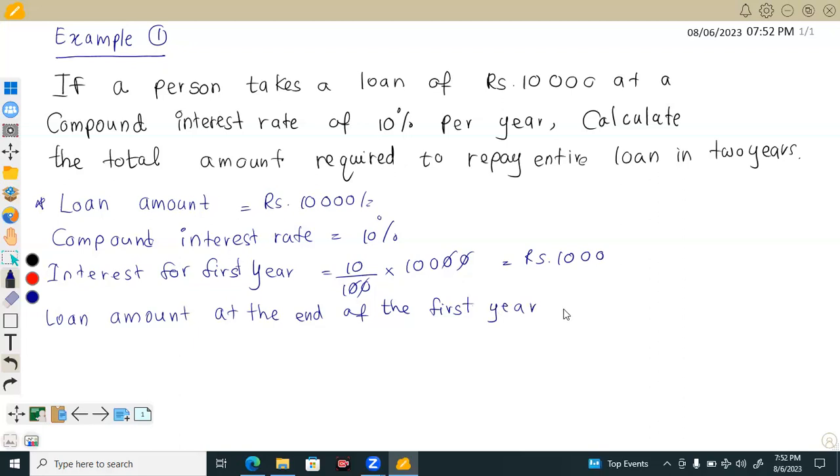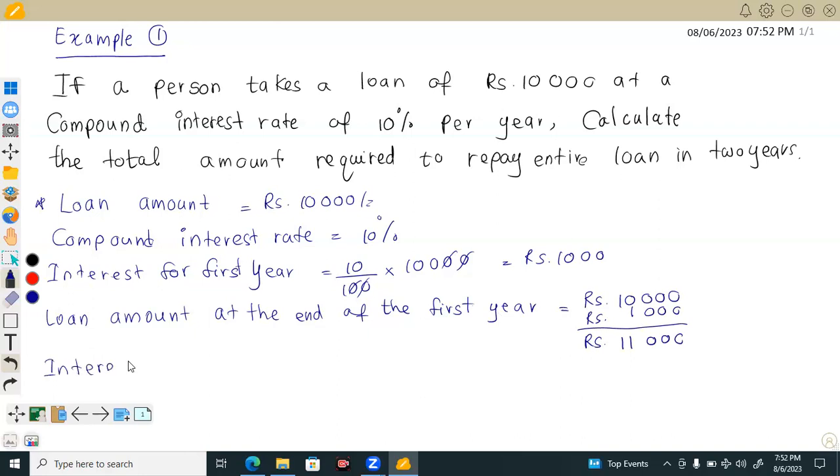It is equal to 10,000 with 1,000 added. The answer is 11,000. Now the interest for the second year is calculated.